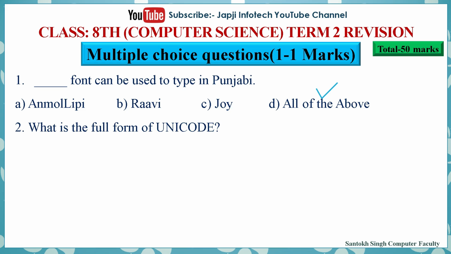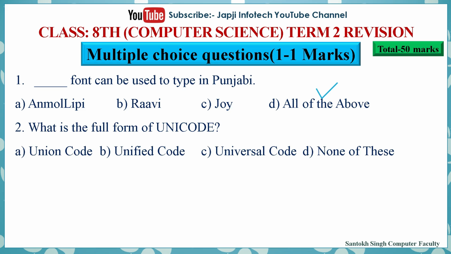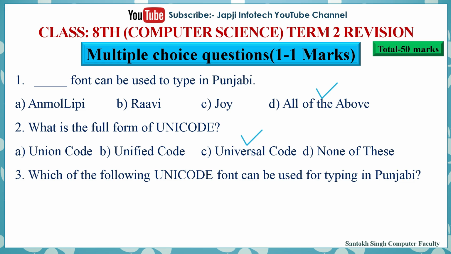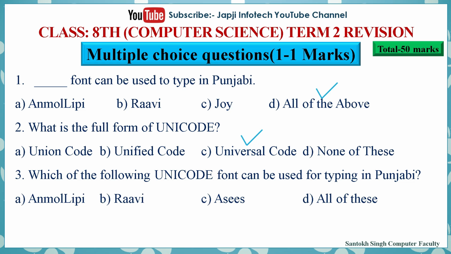The second one is: what is the full form of Unicode? The options are Union Code, Unified Code, Universal Code, and none of these. The right answer is: the full form of Unicode is Universal Code. The third one is: which of the following Unicode fonts can be used for typing in Punjabi? The options are Anmol Lipi, Ravi, Aziz, and all of these. The right answer is Ravi: Unicode font can be used for typing in Punjabi.